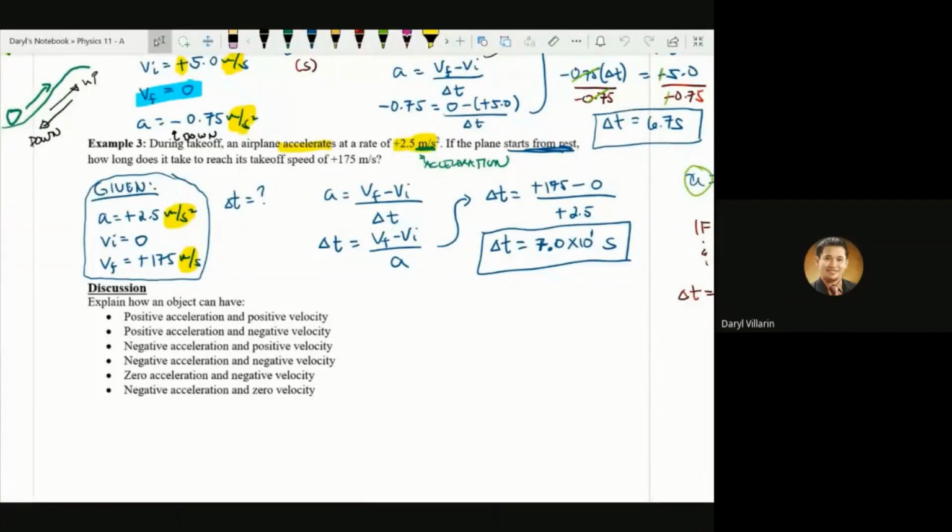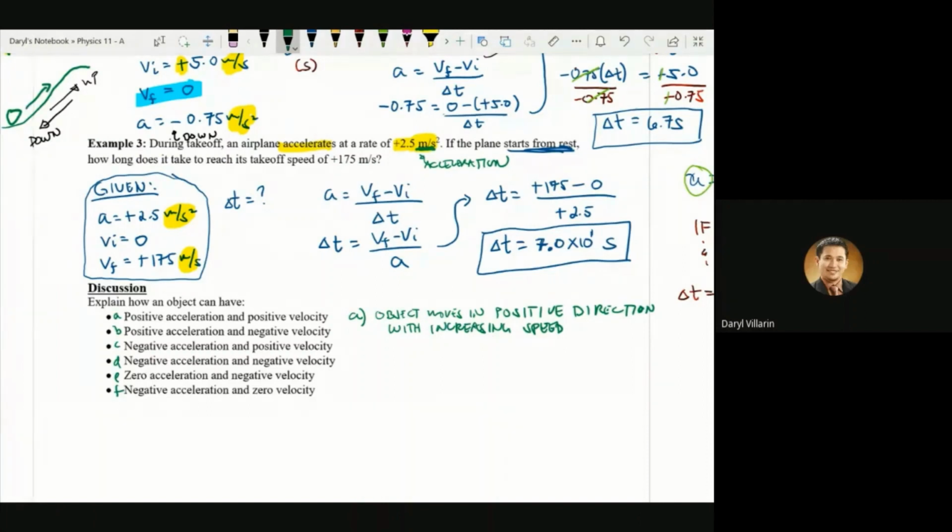Okay. Just take this one as letter A, B, C, D, E, and then F. So for letter A, explain how an object can have positive acceleration and positive velocity. Well, the object should be moving. The object moves in the positive direction with increasing speed. So that means that the magnitude of velocity increases also.